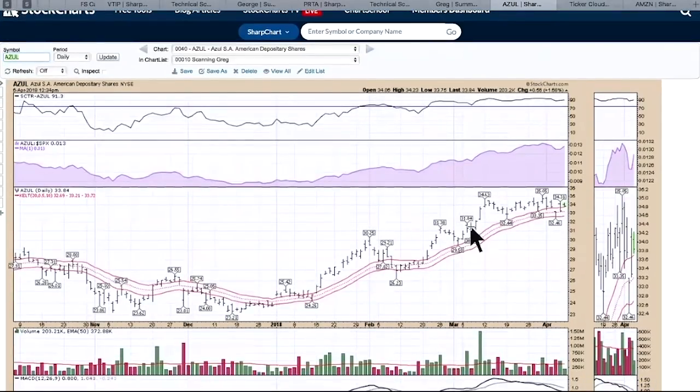Here's one, American Depository Shares, and you can see it's traded sideways for a couple of months, but it's been above this channel for a while. Here it dipped below, but never closed below. So you can use these Keltner channels just to structure any sort of trade you want.